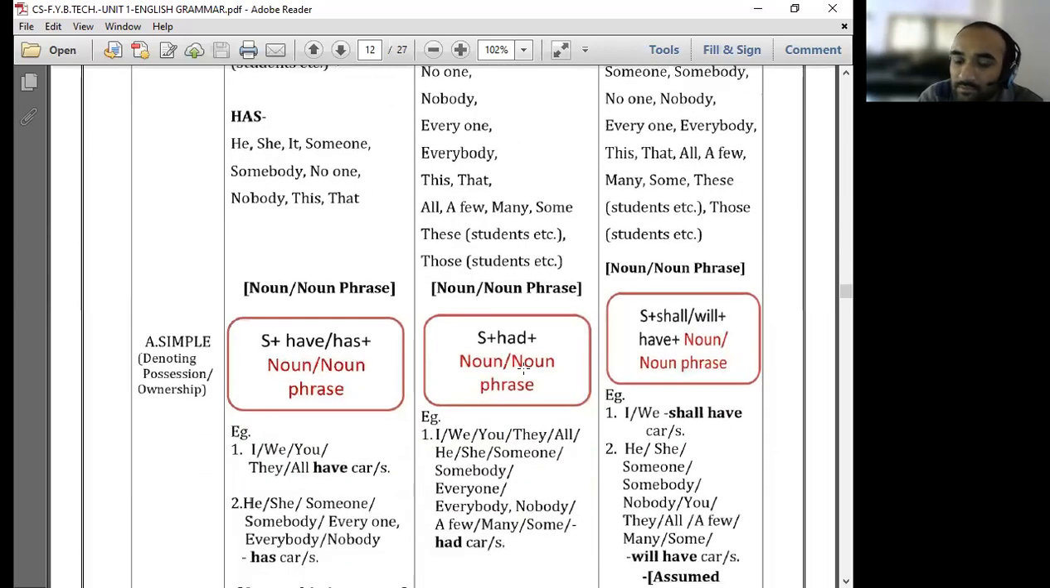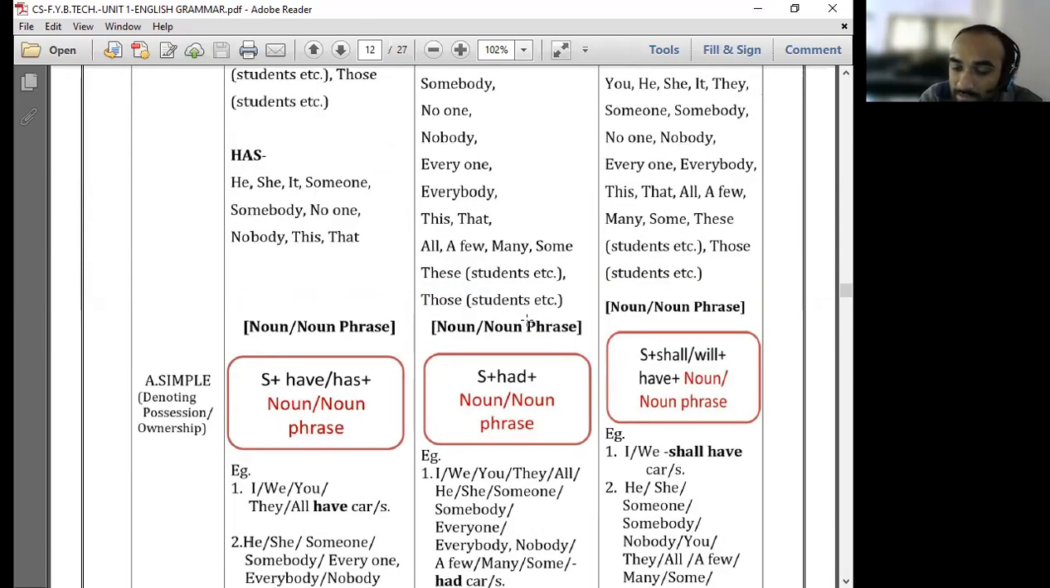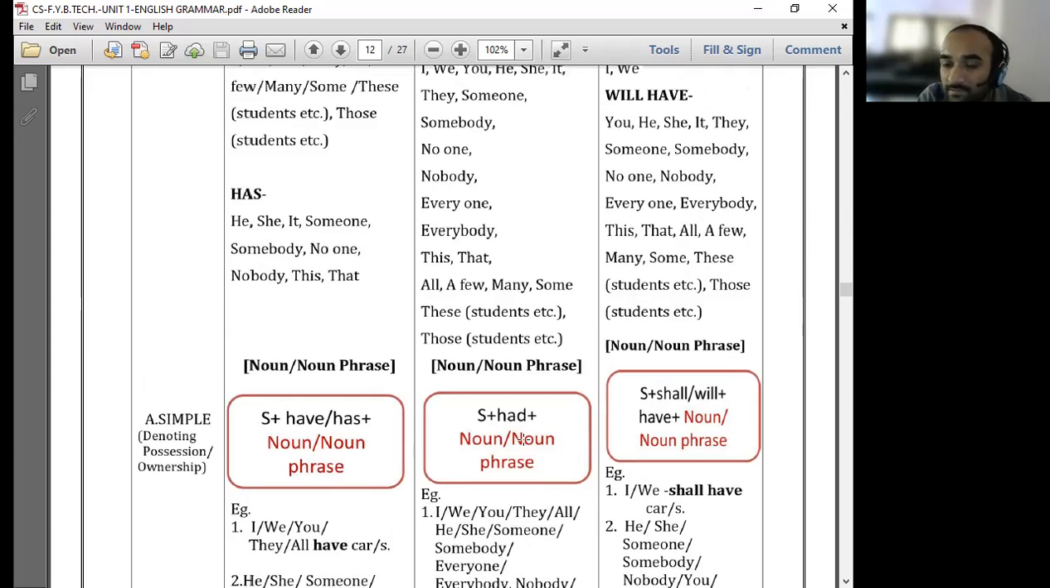कुठल्याही सब्जेक्ट पुढे आपण had यूज करू शकतो for showing the ownership or possession in the past. पोझेशन किंवा ओनरशिप पास्ट मध्ये असलेली शो करण्यासाठी. For example, the sentence structure that we use for showing the fact or reality or ownership or possession in the past.